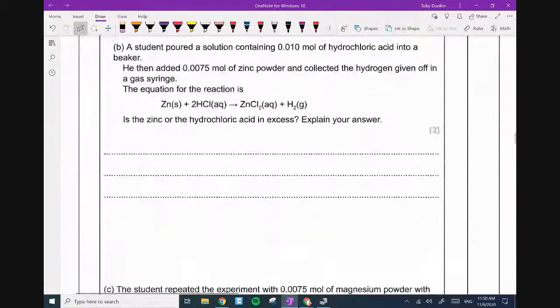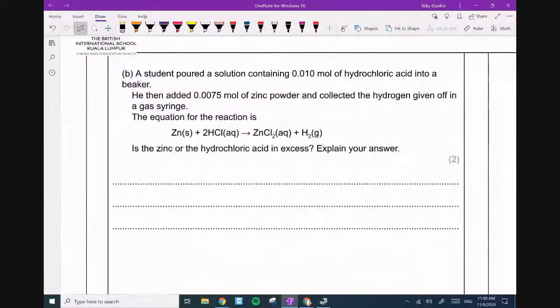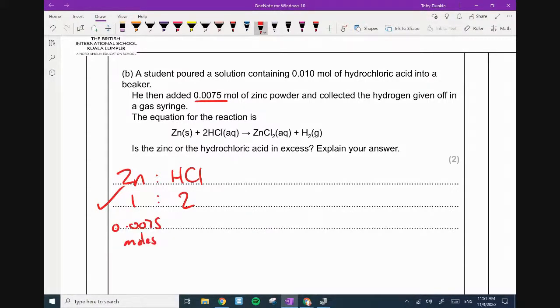Next. Right, this one was one of the more difficult questions on the paper. Lots of people lost 1 mark. So the first thing you had to say was that zinc and hydrochloric acid, the ratio is 1 to 2. That was 1 mark. Loads of people didn't say it. Then what you had to say was that he had 0.0075 moles of zinc, and he had 0.01 moles of hydrochloric acid.